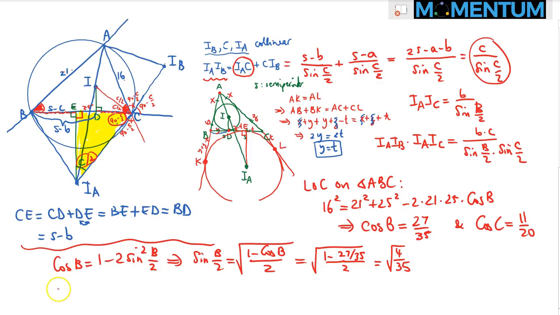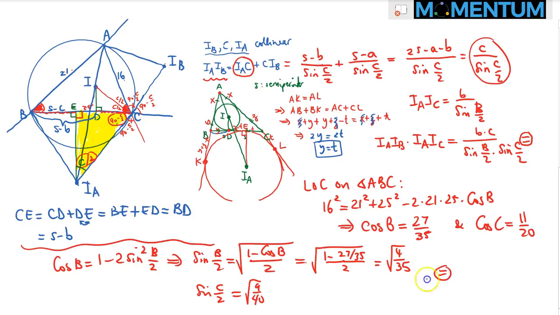And you do exactly the same strategy to calculate sine of C over 2 as well. This one comes out as the square root of 9 over 40. Now we can combine all of it together to plug into this expression here.